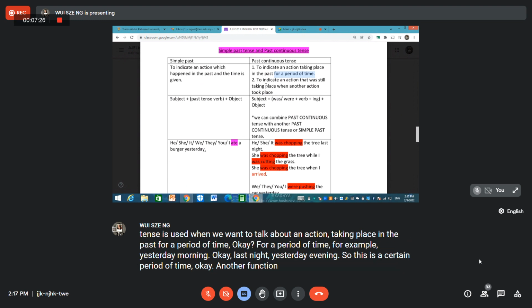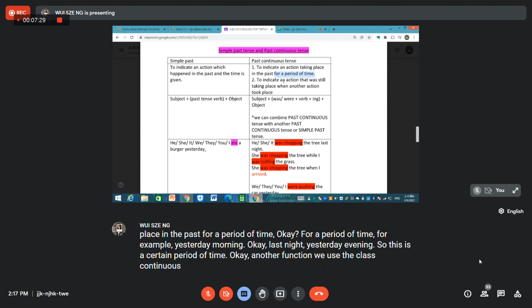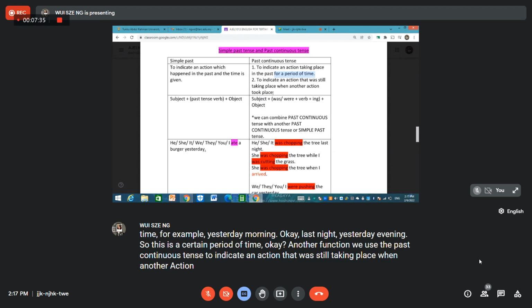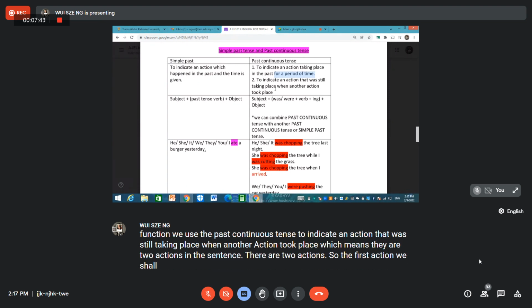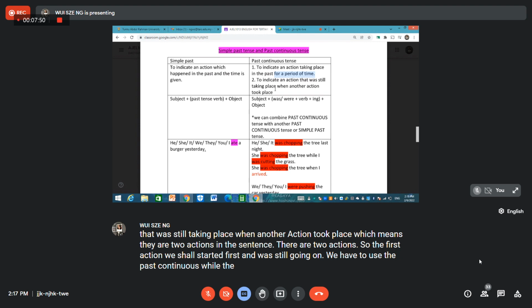We use the past continuous tense to indicate an action that was still taking place when another action took place, which means there are two actions in the sentence. There are two actions. So the first action, which started first and was still going on, we have to use the past continuous. While the second action, we have to use simple past tense.